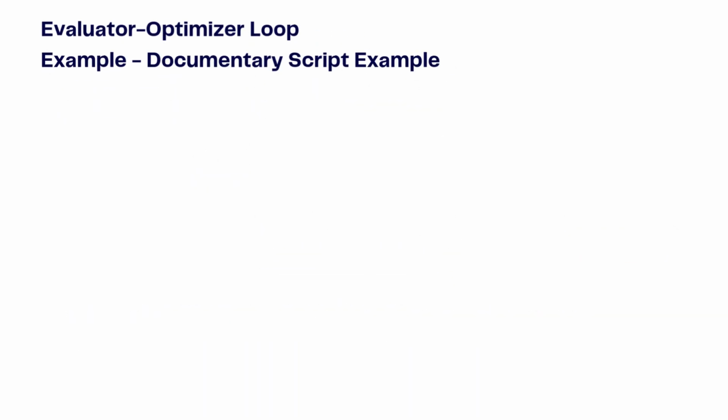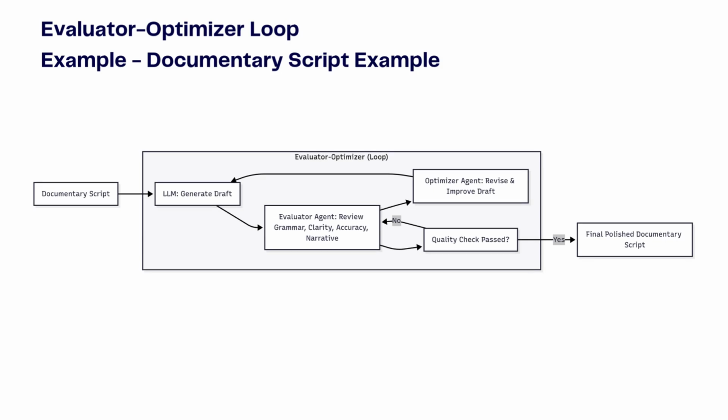Let's take writing a documentary script as an example for the Evaluator-Optimizer loop workflow. First, the LLM generates an initial draft of the script. Next, an evaluator agent reviews the draft, checking for grammar, clarity, factual accuracy, and narrative flow. Then an optimizer agent revises the draft, improving weak points, restructuring content, and enhancing readability.